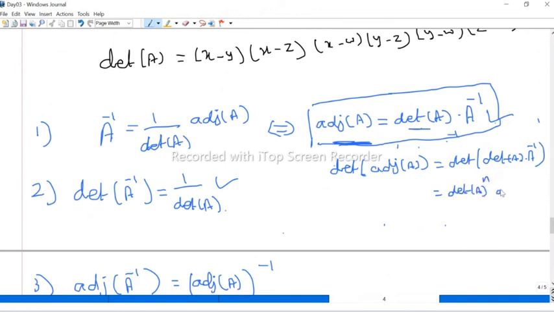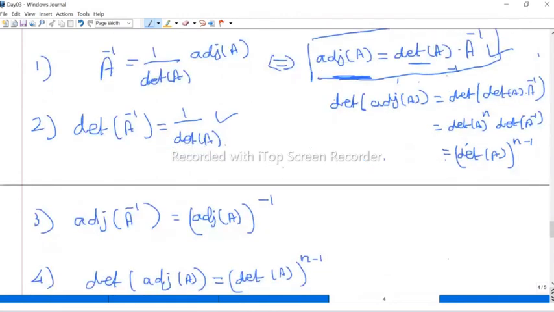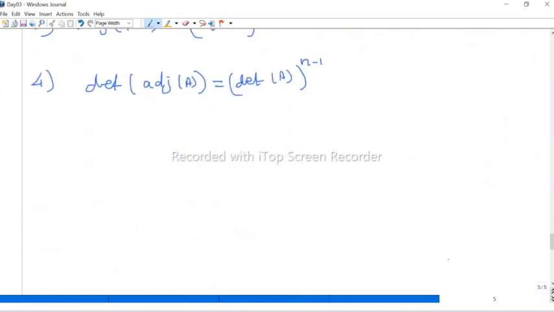Now we get determinant of A inverse. But determinant of A inverse is nothing but 1 by determinant of A. We can cancel one determinant. We get determinant of A power n minus 1. So that is what we get: determinant of adjoint of A is nothing but determinant of A power n minus 1. So this is one thing.